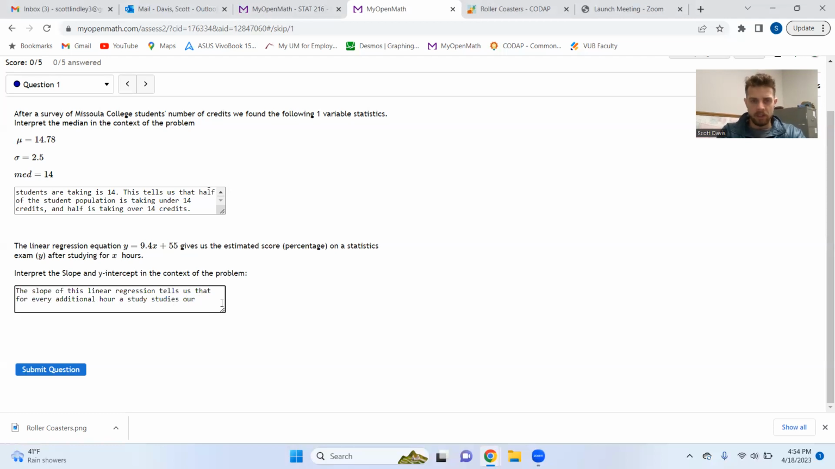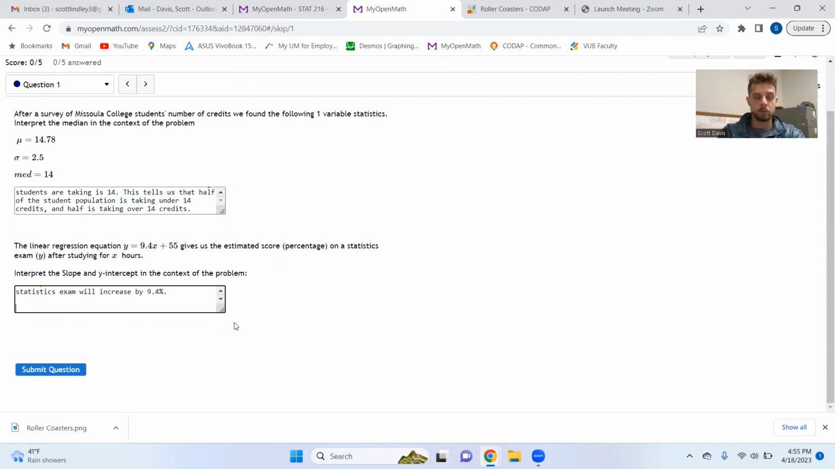Our model predicts that their estimated score on the statistics exam will increase by 9.4%. We now have included everything. We've alluded to the change in x, an additional hour of study, and the resulting change in y, an increase of their exam score by 9.4%. That will be a complete interpretation of the slope.